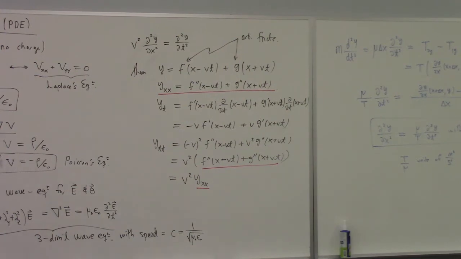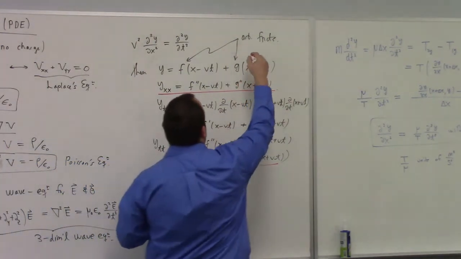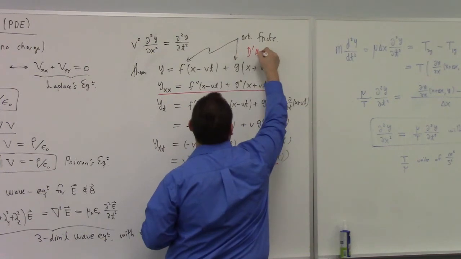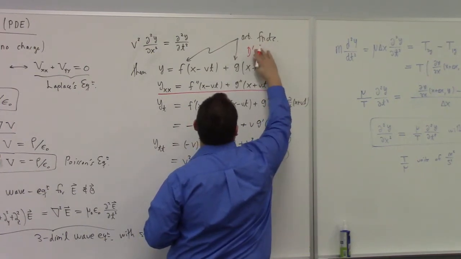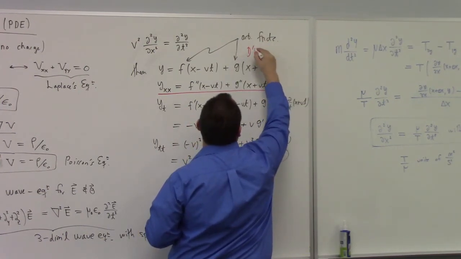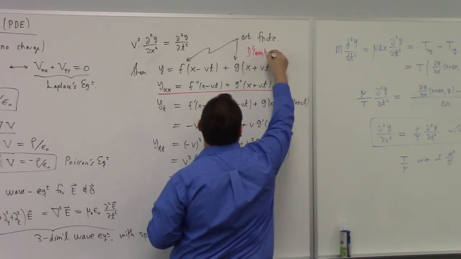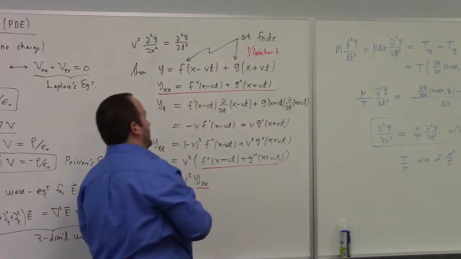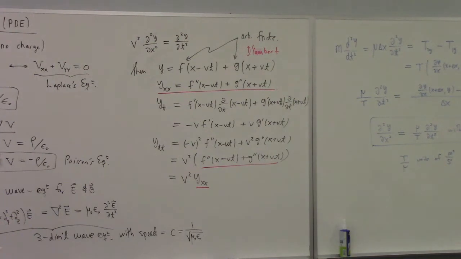This is called d'Alembert's solution. I don't know how to spell it. Something like that. But this justifies my dimensional analysis that that's the speed as well, right?